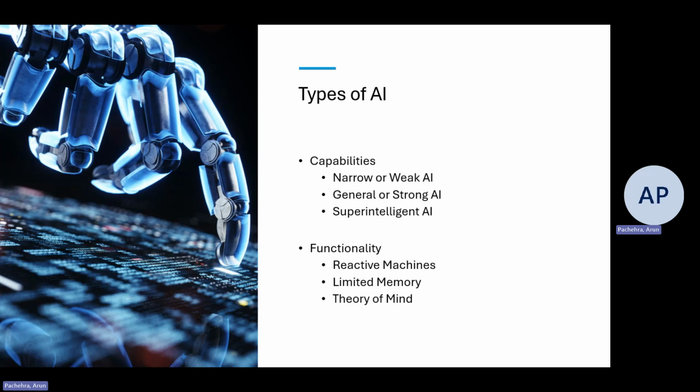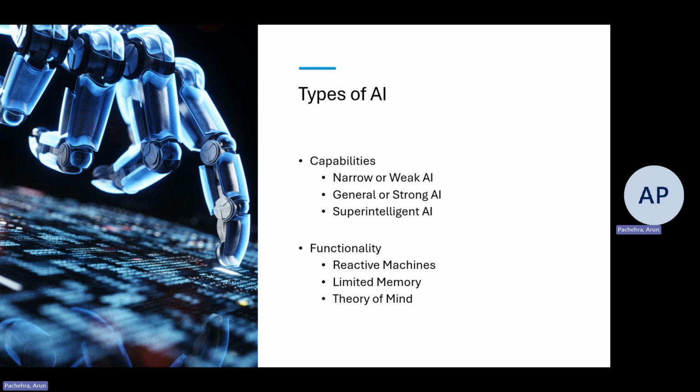Then theory of mind, which is an advanced classification that refers to an AI's ability to understand that others have their own beliefs, intentions, desires, emotions, and perspectives. It's crucial for AI systems to interact socially and effectively with humans. This type of AI is still in the research and development phase, but of course it will come soon.